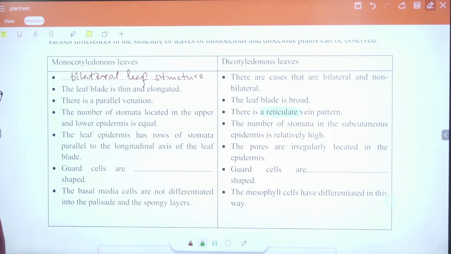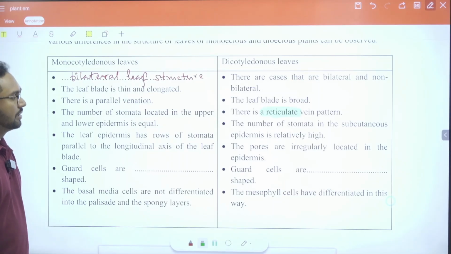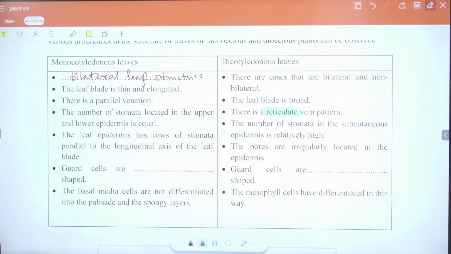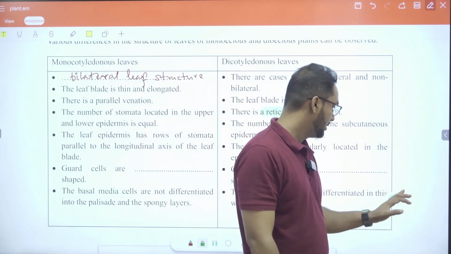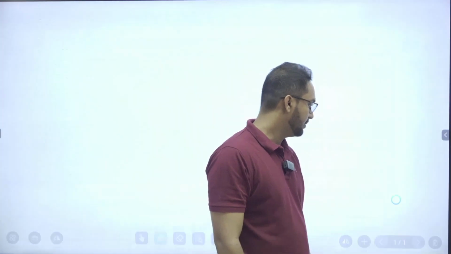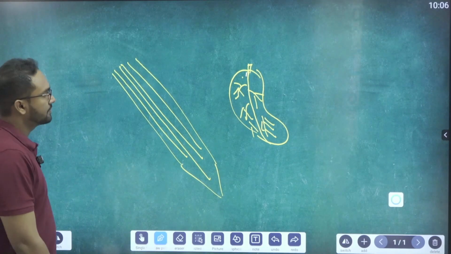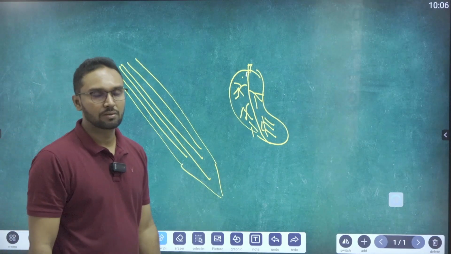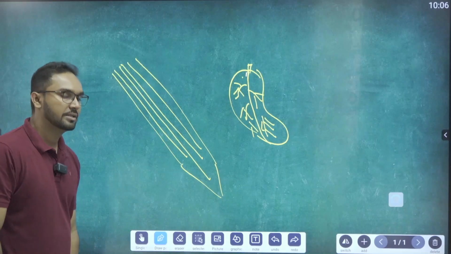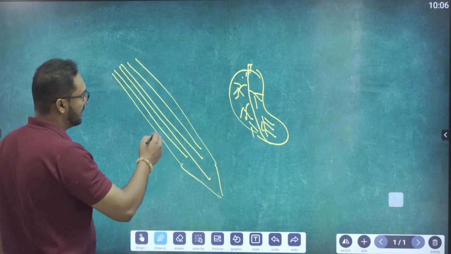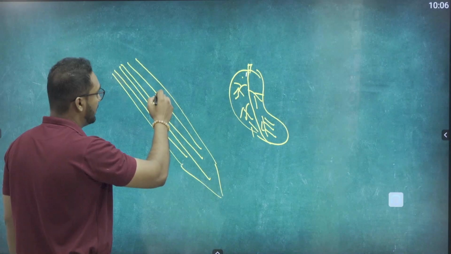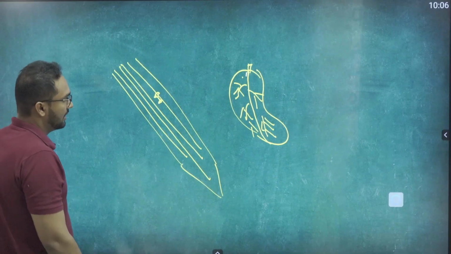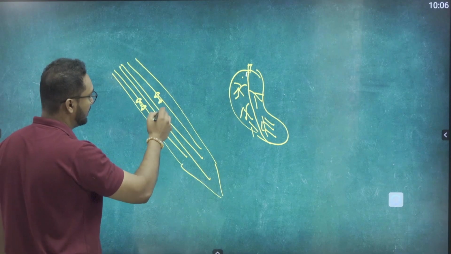And the third point: the number of stomata located in the upper and the lower epidermis is equal, that is in the monocotyledonous plants. If you take a monocotyledonous plant, the stomata, which are the openings between the atmospheric air and the air in the intercellular space, are equal in number in the upper epidermis and the lower epidermis, right? They are equal in amounts.